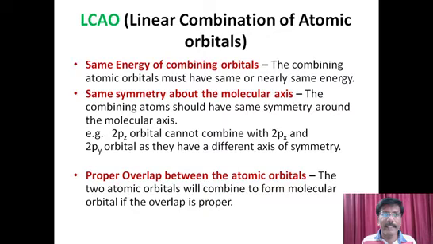And what we mean by LCAO is linear combination of atomic orbitals. This is one important aspect in understanding molecular orbitals and their nature. How are linear combinations of atomic orbitals possible? What are the conditions for any atomic orbital to combine with another atomic orbital? Let us try to understand this.